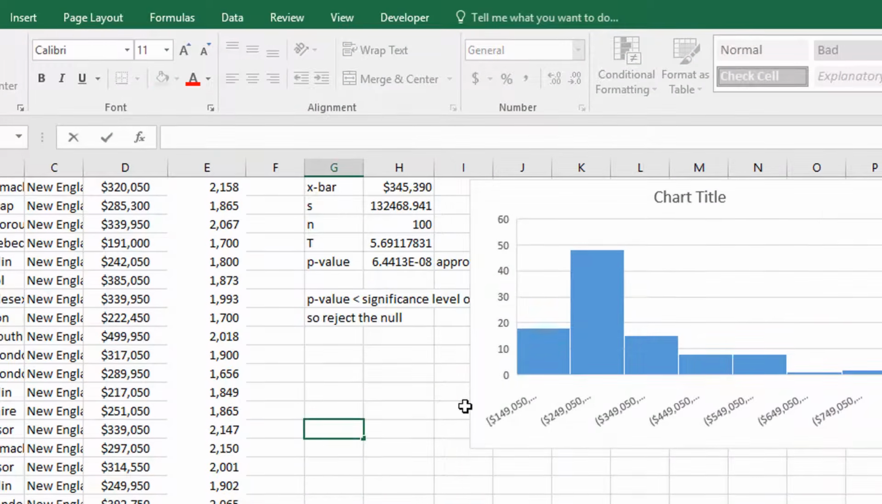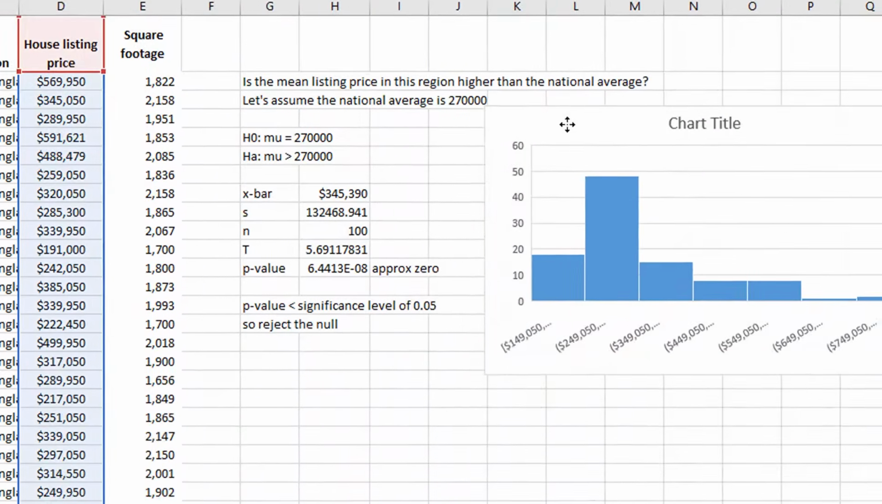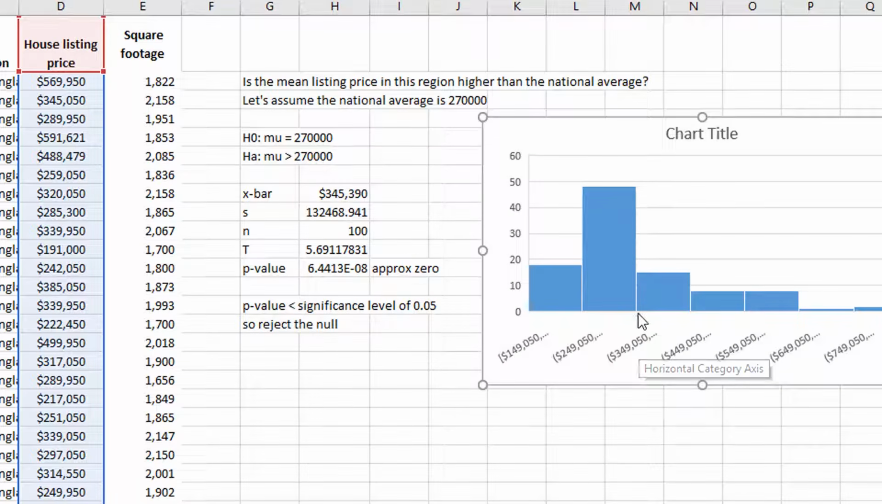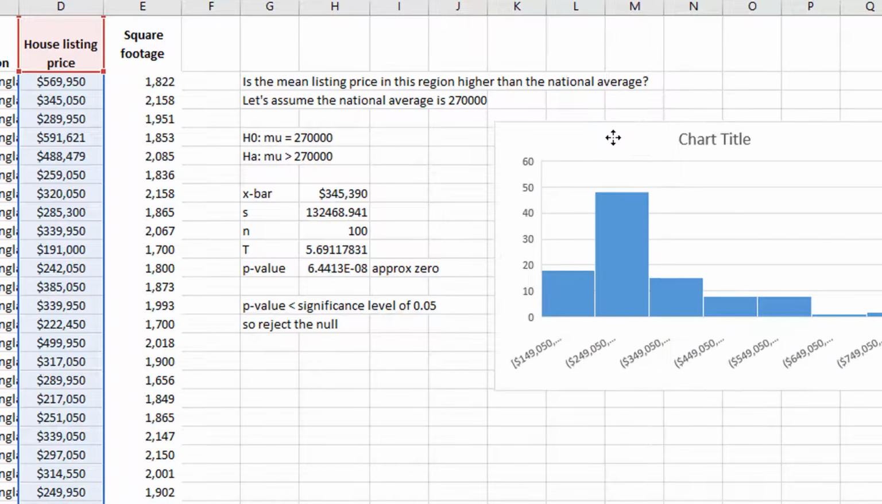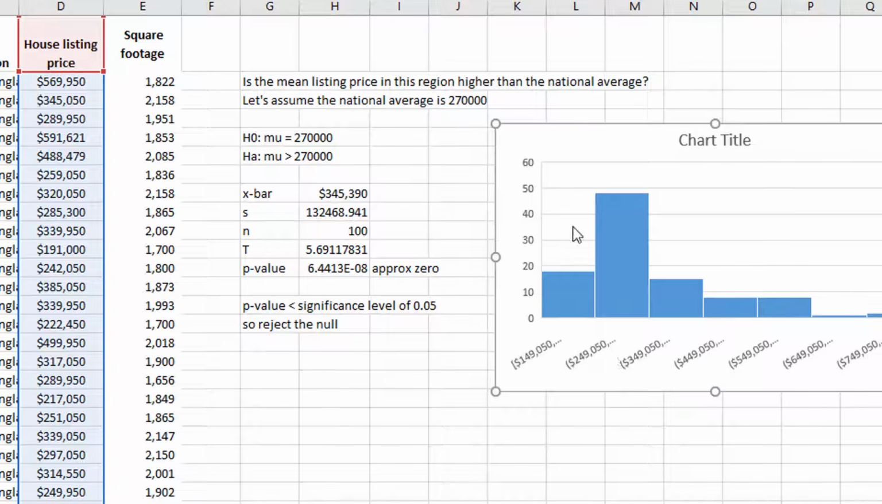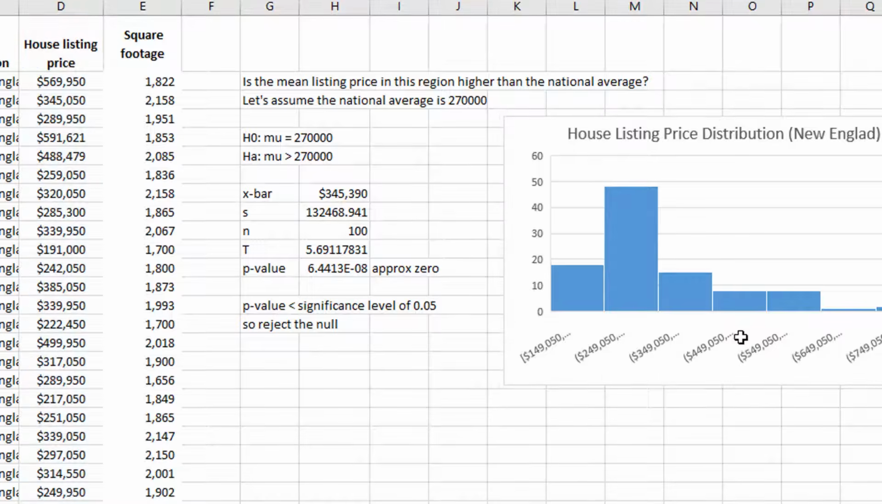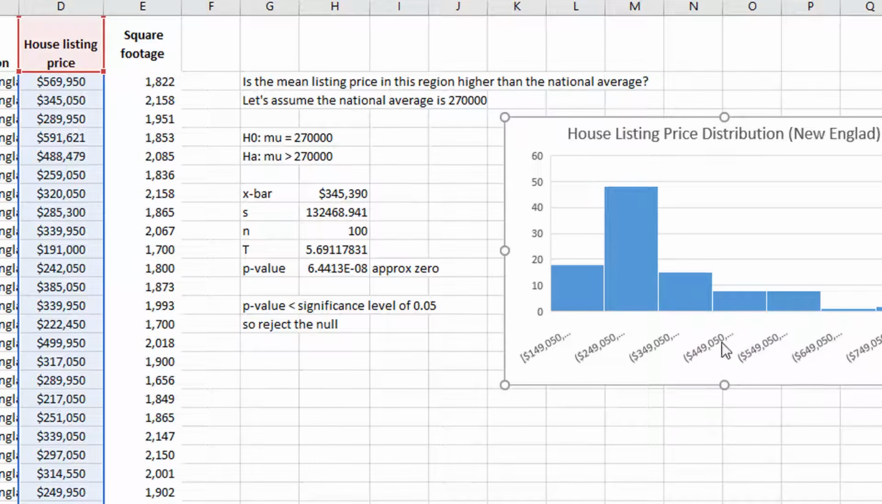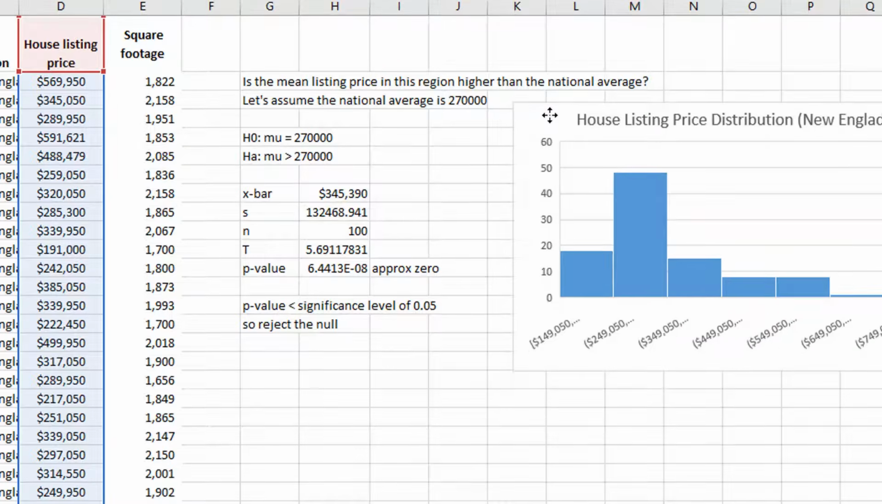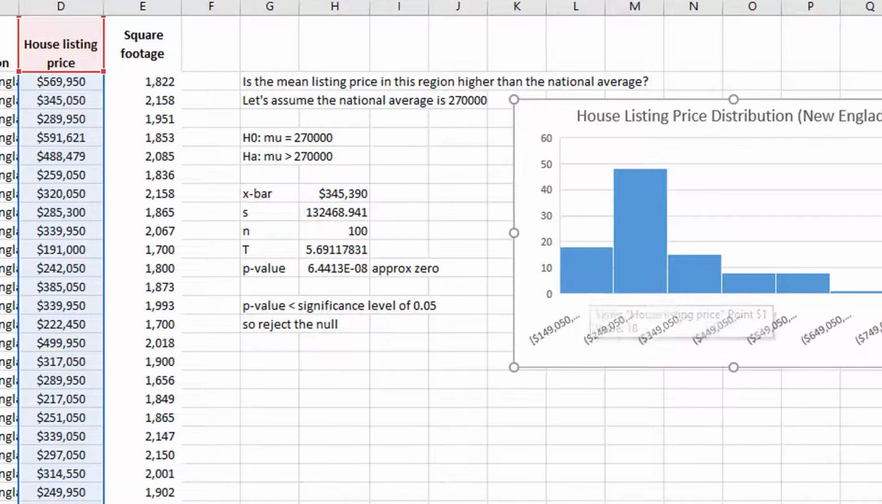I think they're fine. They're just poorly formatted. But anyway, you'd think it would put house listing price in here. You'd want to label that. You'll want to include an axis title, of course, make it look nice. But here, what am I going to say about this?